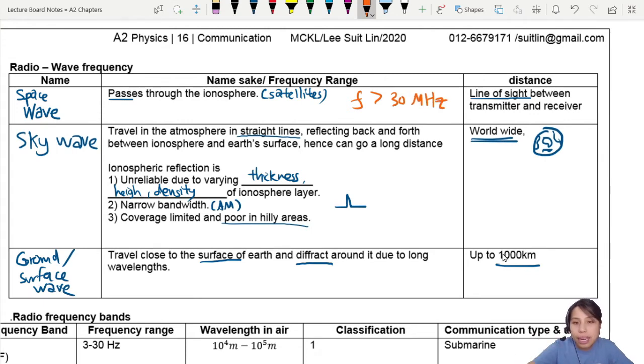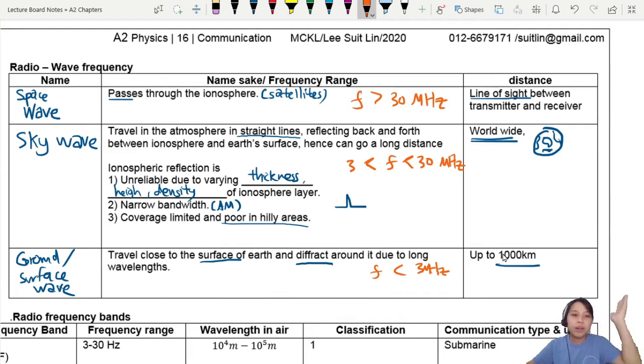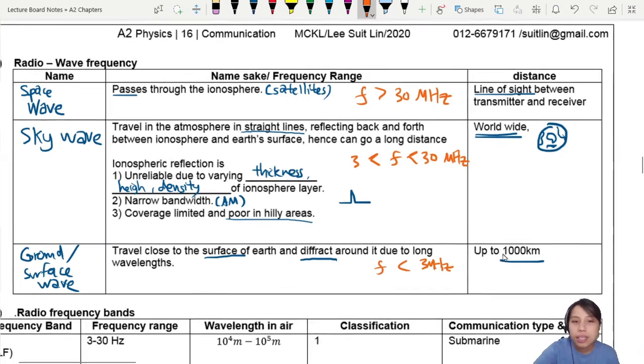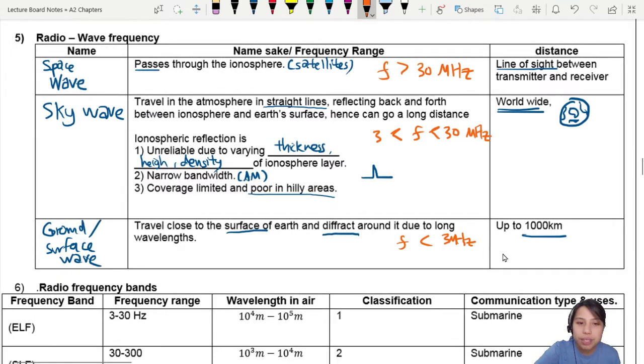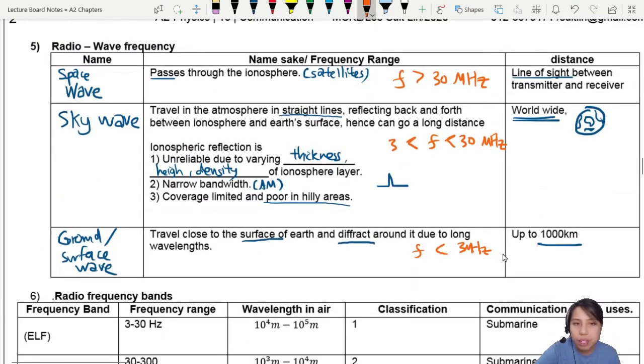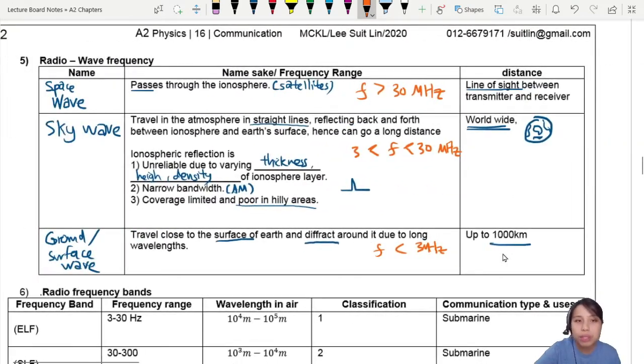Skywave, kind of like AM range, so that'll be between 3 and 30 megahertz, somewhere in that range. And the ground surface wave is lower than 3 megahertz. So you can see less than 3, somewhere there. Walkie-talkie and things like that are all ground surface wave. Or other kinds, many different kinds, submarines and things like that. So different types of wave, just know when you see the terms, then you are familiar with that.